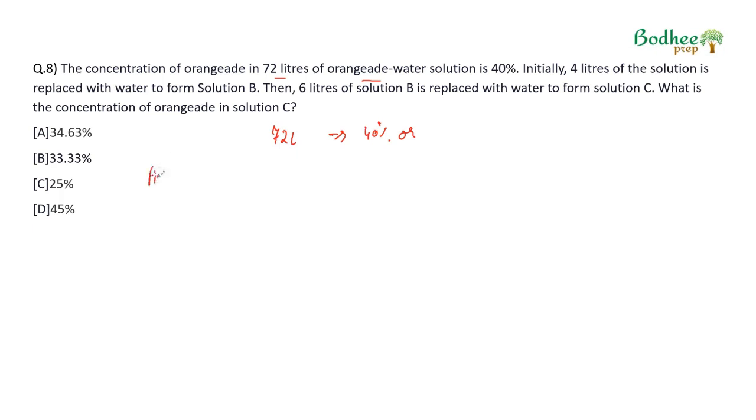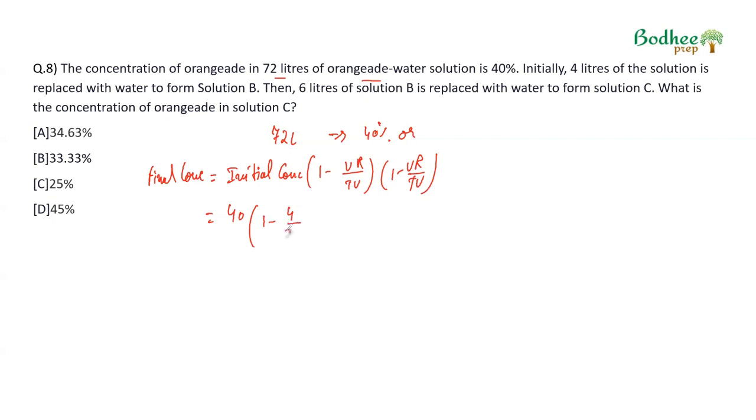So final concentration of the solute that is not being added is equal to initial concentration into 1 minus volume removed upon total volume into 1 minus volume removed upon total volume. So the final concentration will be 40% into 1 minus 4 upon 72 into 1 minus 6 upon 72. This becomes 40 into 1 by 18. 1 minus 1 by 18 is 17 by 18, 6 by 12, 11 by 12.